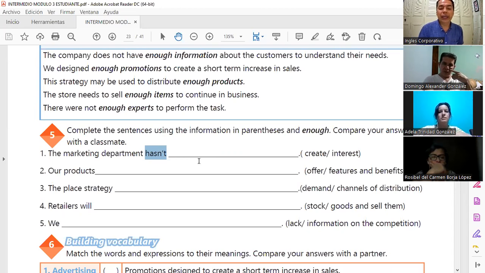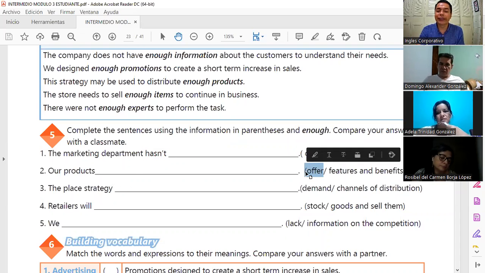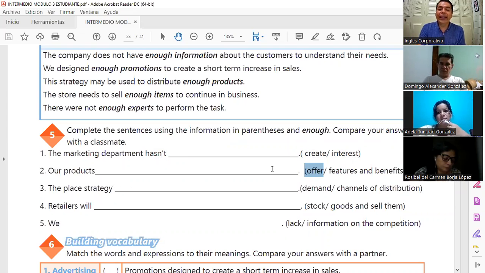Interesting question. Anybody else? Ah, Trini, sorry. Excuse me, Trini. Your question. Offer queda así como está. Offer, or products, it says. Our products offer. Nuestros productos ofrecen, right? Because offer is simple present. No auxiliary, no negative. No cambia. No change. So you say, our products offer enough features and benefits. Thank you. You're welcome.